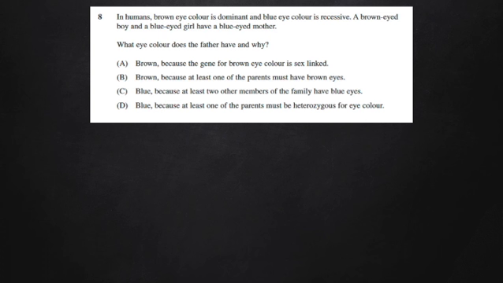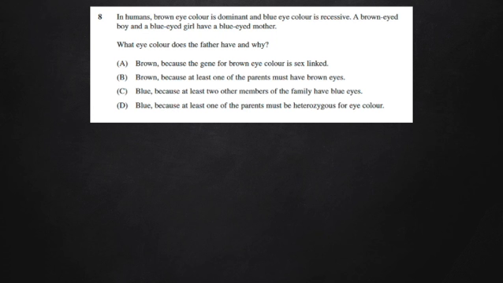Another pedigree analysis question, another past paper, again multiple choice. In humans, brown eye color is dominant and blue eye color is recessive. A brown-eyed boy and a blue-eyed girl have a blue-eyed mother. What eye color does the father have and why?